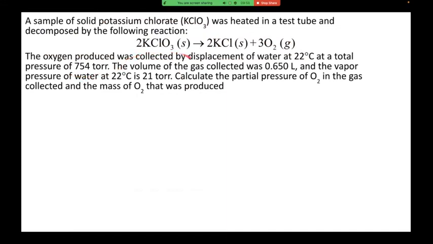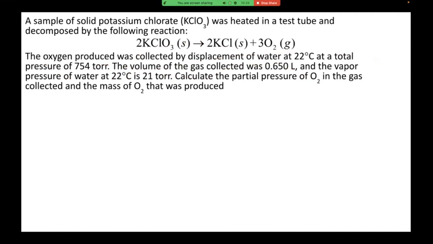The volume of gas collected was 0.650 liters, and the vapor pressure of water at 22 degrees Celsius is 21 torr. It's asking us, calculate the partial pressure of oxygen gas, O2, and the mass of oxygen that was produced. So in a lengthy word problem like this, let's break it down and understand what we are given.